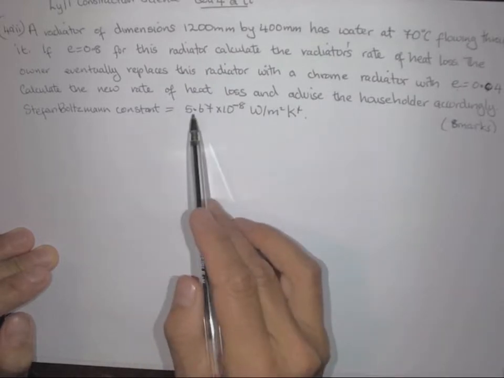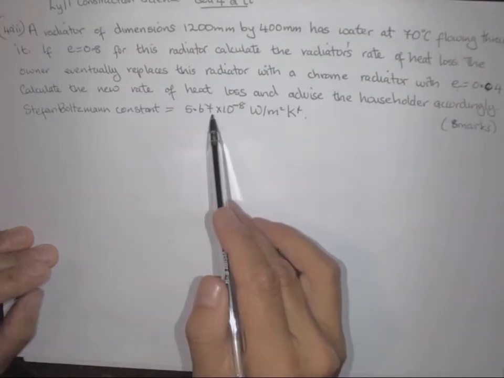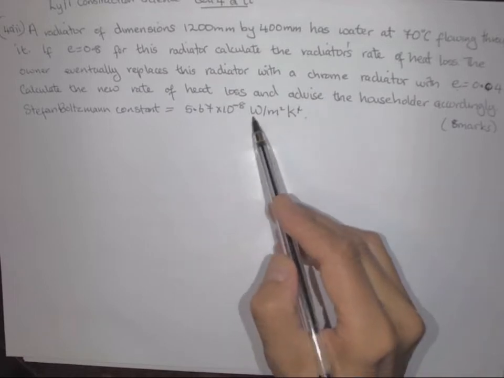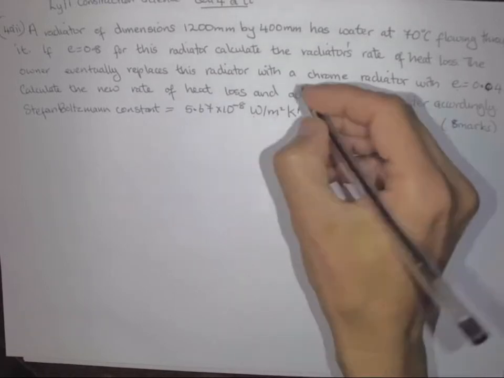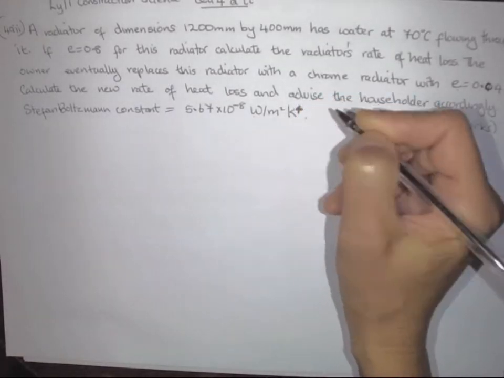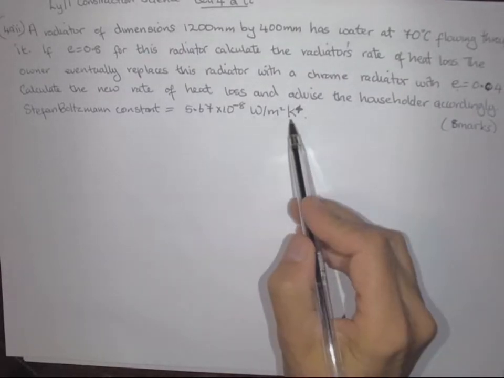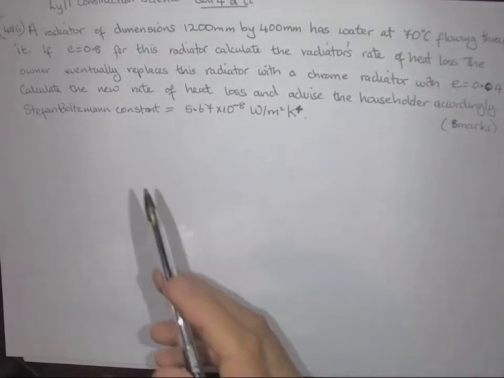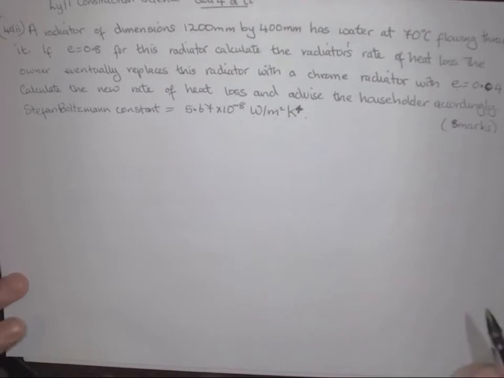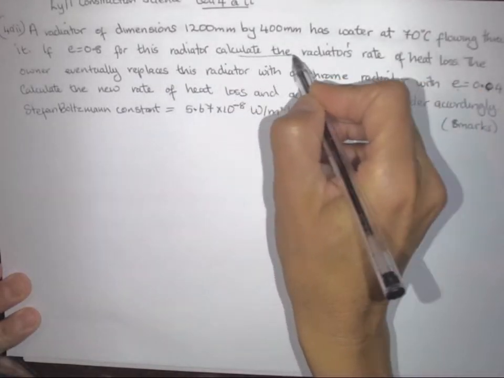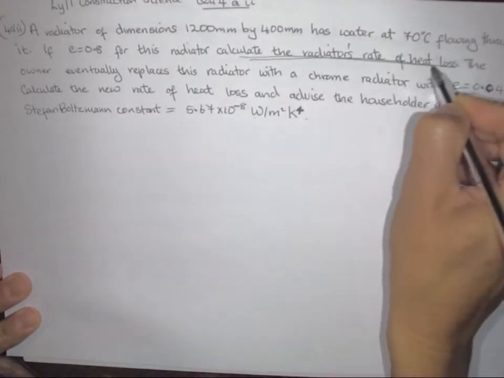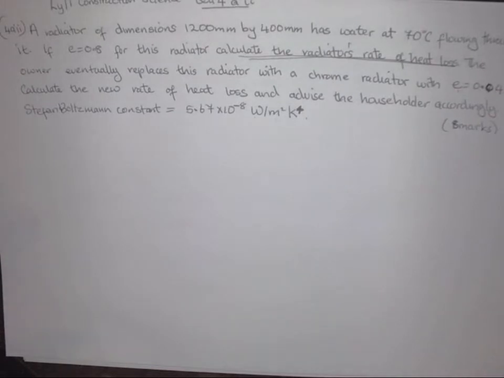And the Stefan Boltzmann constant is this, 5.67 by 10 to the minus 8 watts per meter squared Kelvin to the power of 4. So the temperature is measured in Kelvin. So again, we'll take out what information we have to get. The first thing is we have to calculate the rate of heat loss. So you know, it could be the letter Q, or he might just say the rate of heat loss.